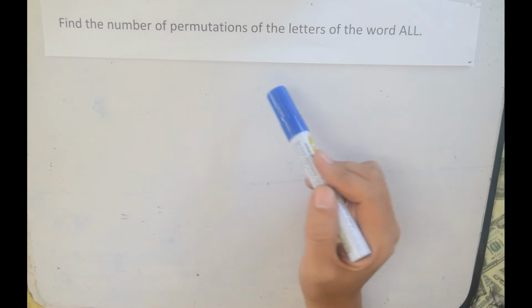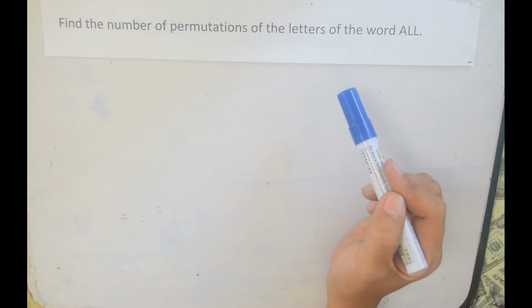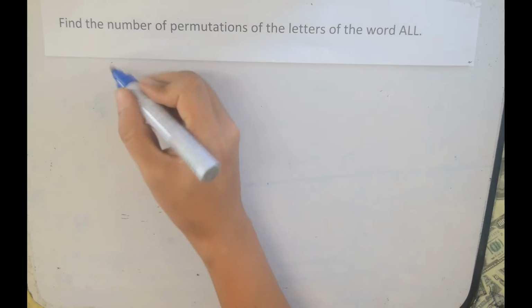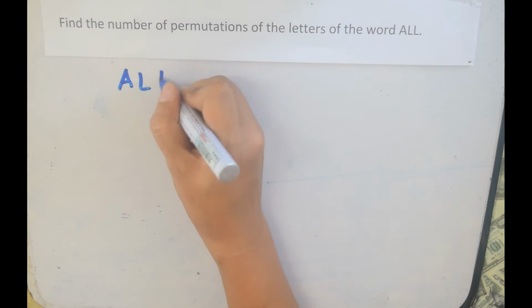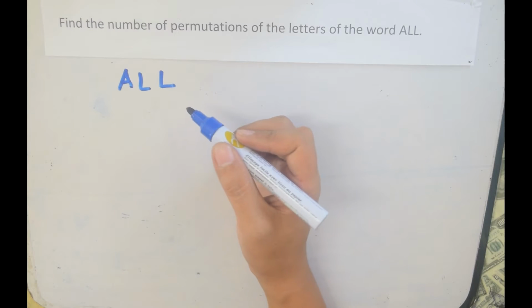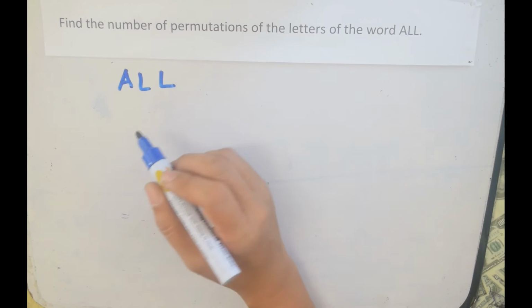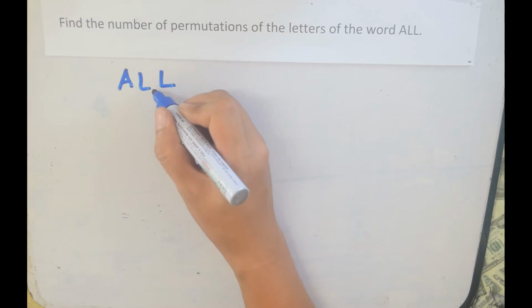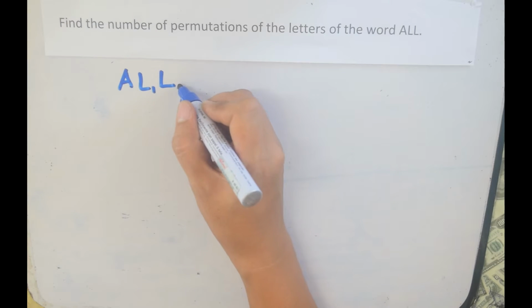We have here an example. Find the number of permutations of the letters of the word ALL. So we have here the word ALL. Since we have two letters L, so that we can identify which one is the first L and the second L, let's have here, when we arrange, L sub 1 and L sub 2.